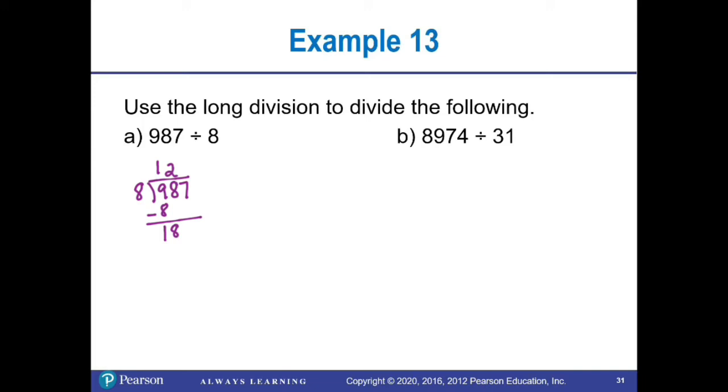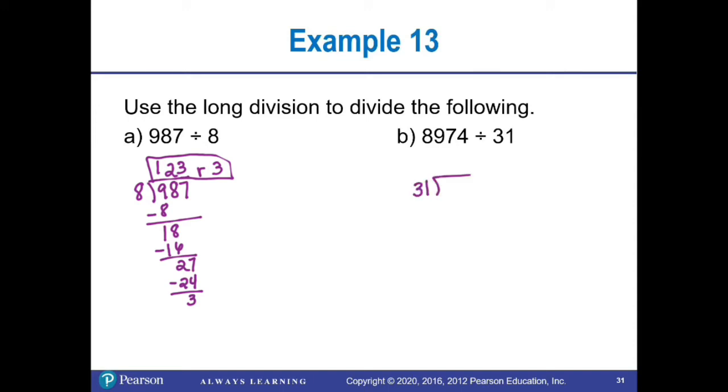8 goes into 18 2 times. 2 times 8 is 16. Subtract here leaves us with 2. Bring down the next digit, which is 7. 8 goes into 27 3 times. 3 times 8 is 24. And when we subtract, we're left with 3. So our answer here is 123 with a remainder of 3.